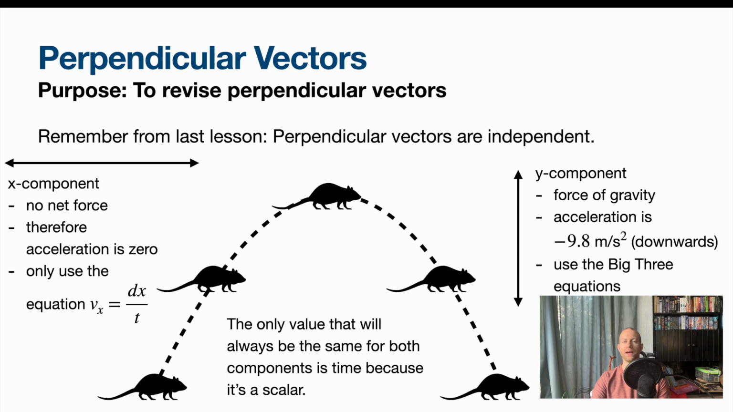And the only value that is going to be the same in X and Y is time, because time is a scalar, so therefore it can be the same for X and Y. If I have the time for the rat to go up and down, it's going to be the same for it to cross the X distance.